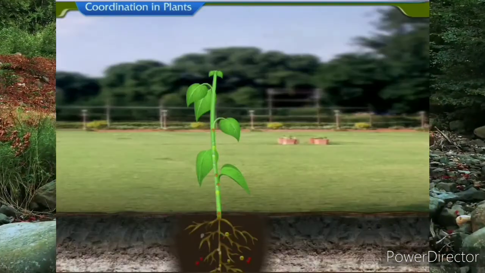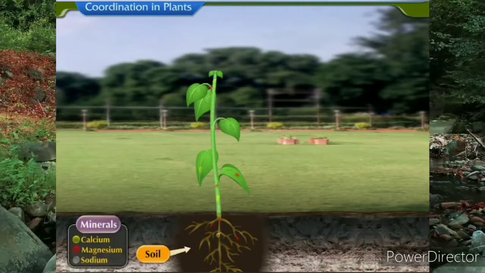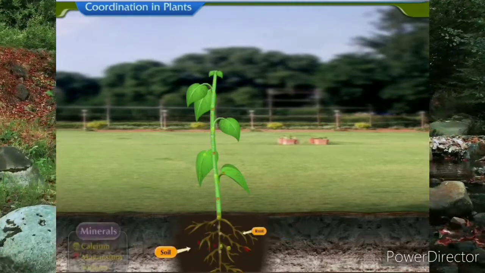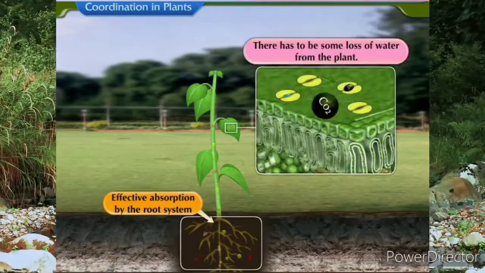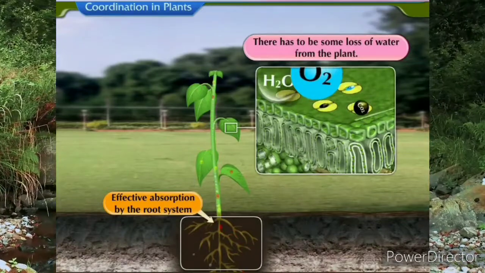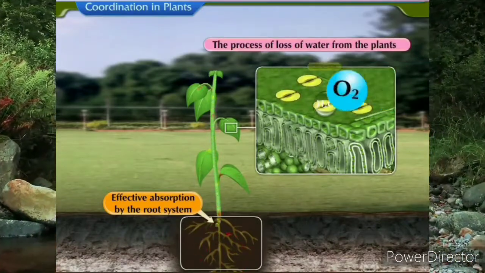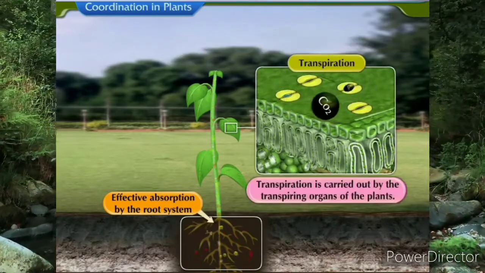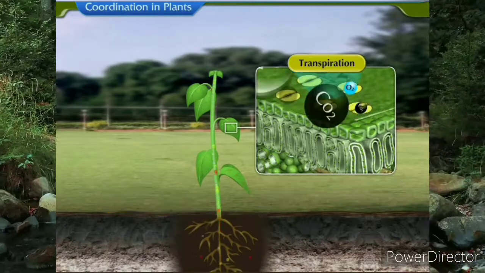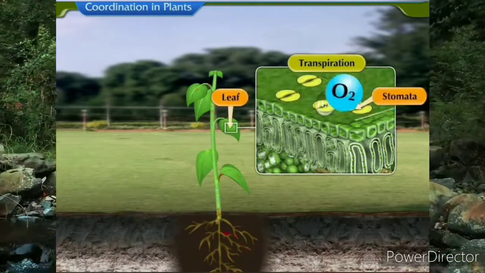Plants absorb water, in which minerals are dissolved from the soil, with the help of their roots. For effective absorption by the root system, there has to be some loss of water from the plant. This process of loss of water from the plants is known as transpiration. It is carried out by the transpiring organs of the plants. Transpiration takes place in the leaves through the stomata.